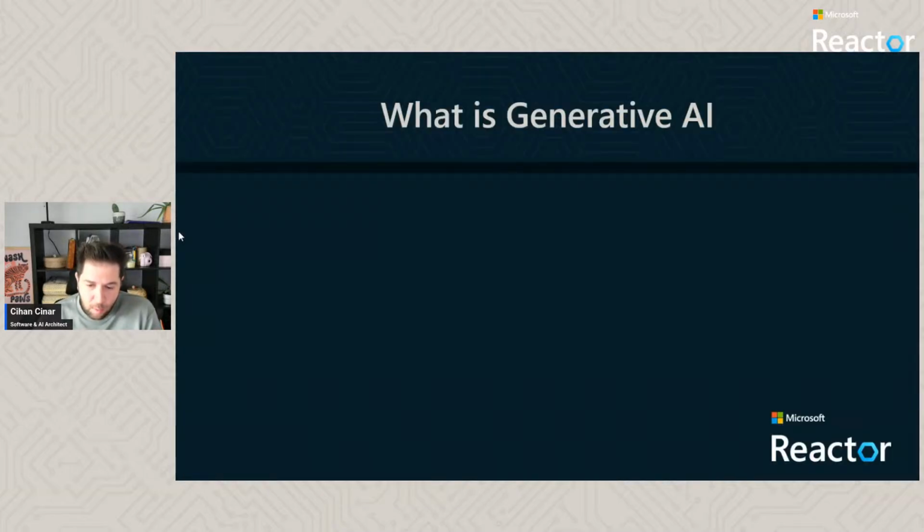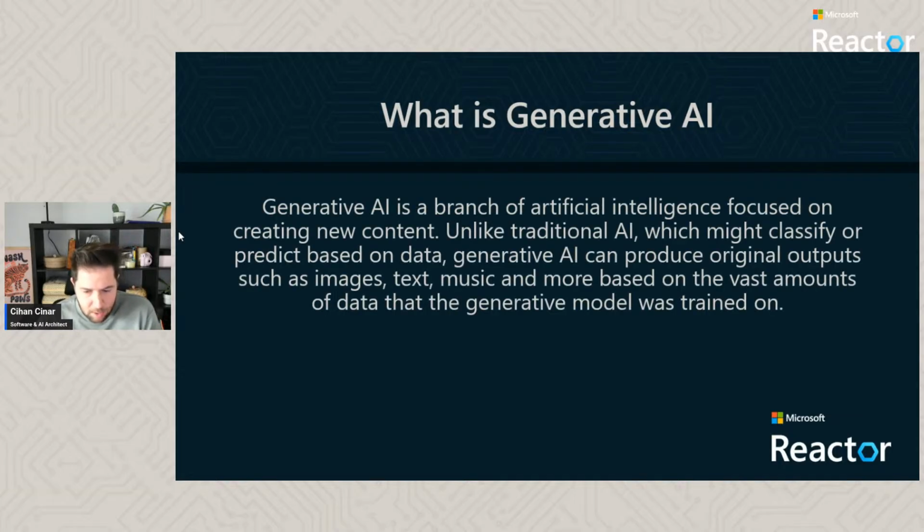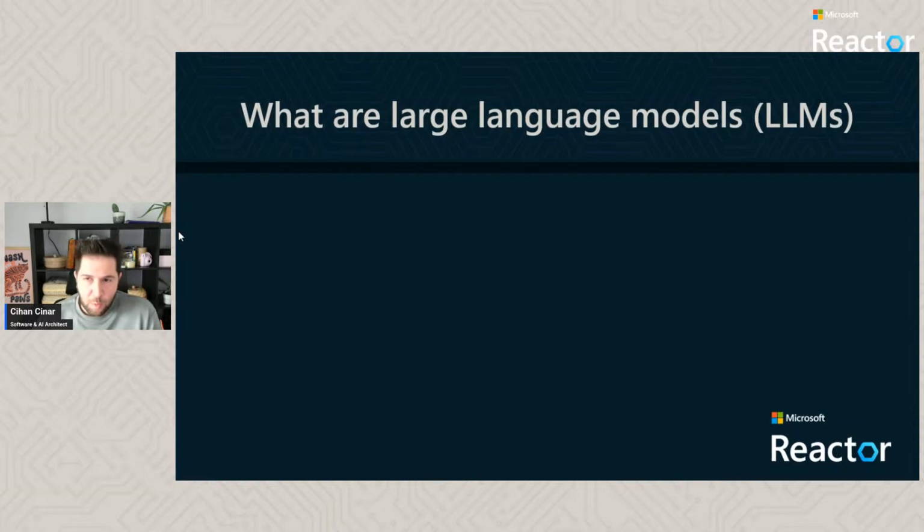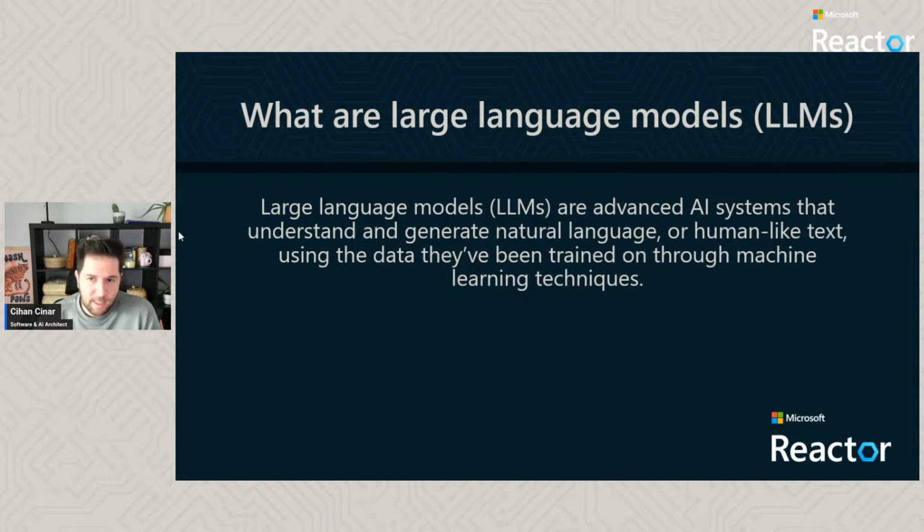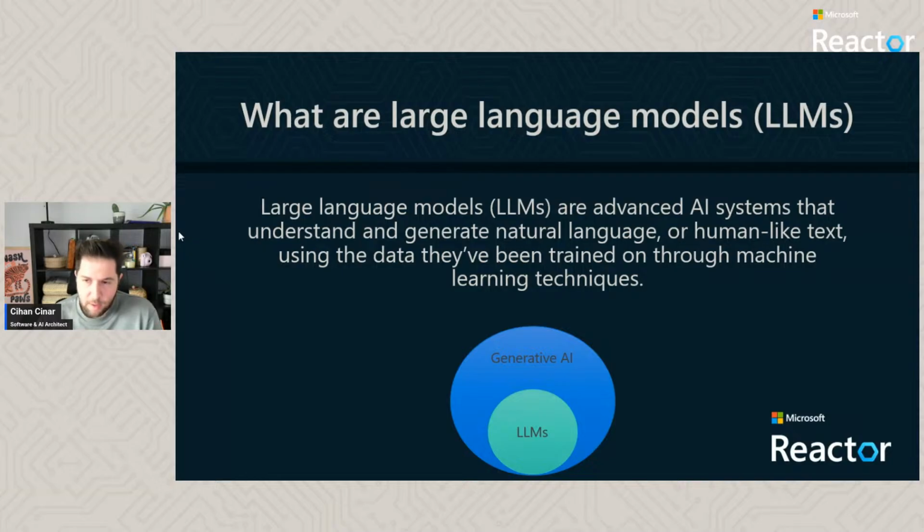At the beginning, I wanted to define what generative AI is. It's a branch of artificial intelligence focused on creating new content. Traditional AI will classify and predict based on data, compared to generative AI, which can produce original output such as images, text, music, and a lot of other data, based on the data the models are trained on. Large language models are an advanced AI system that understands and generates natural, human-like text, and they are trained with machine learning techniques. The large language model is part of generative AI.